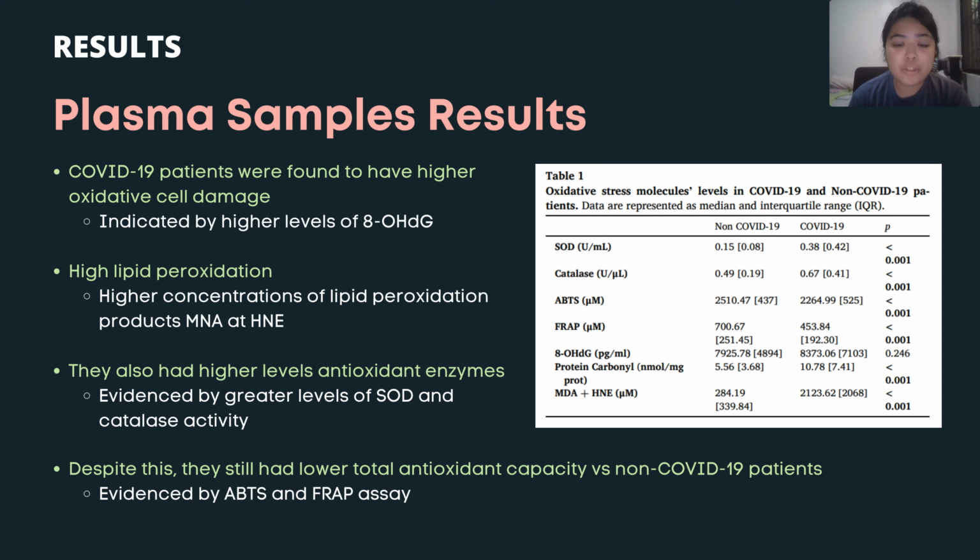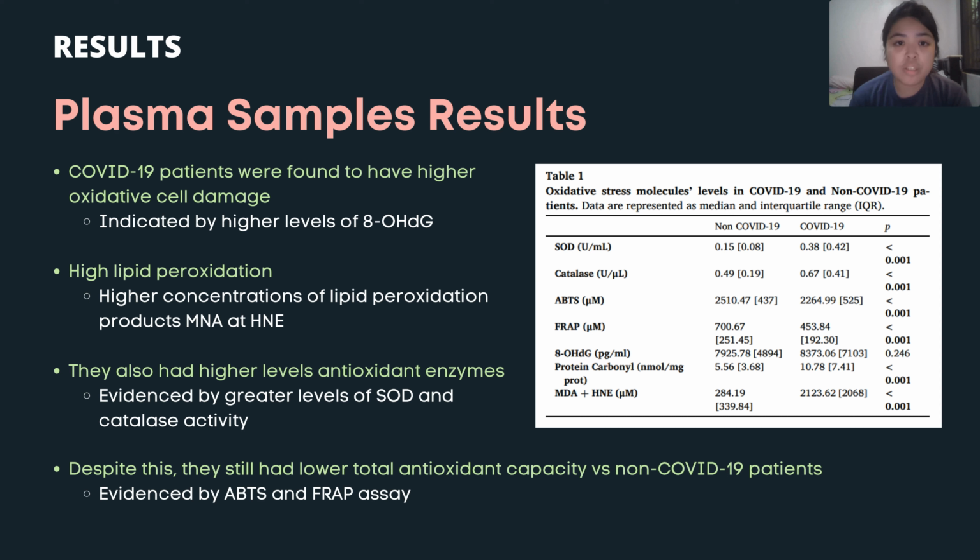Oxidative cell damage occurs when reactive oxygen species occur in excess and react with various cellular components, causing cellular damage. One way reactive oxygen species cause damage is through lipid peroxidation, where free radicals take an electron from lipids. This electron usually comes from double bonds or unsaturated fatty acids. COVID 19 patients exhibited higher levels of lipid peroxidation, evidenced by higher concentrations of lipid peroxidation products MDA and HNE.